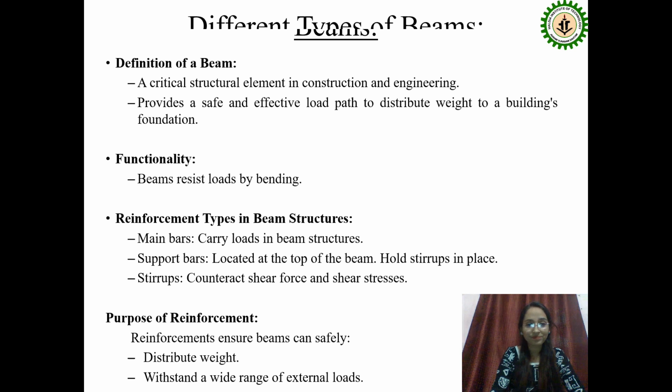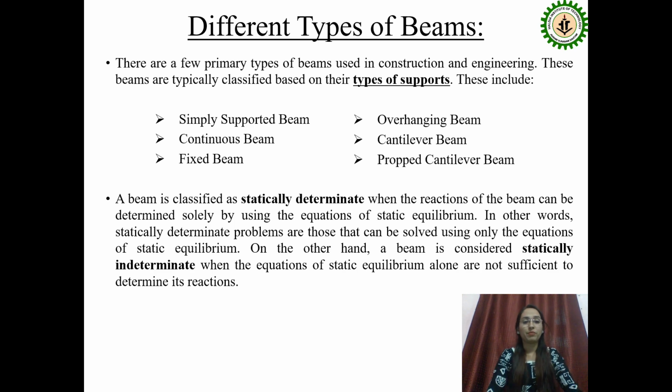Okay. Now, we know what a beam is, but what are the types of beams? Mainly, beams are classified according to their support types. That is simply supported beam, continuous beam, fixed beam, overhanging beam, cantilever beam, propped cantilever beam. Okay, these are the main few types of beams that are classified based on support conditions.